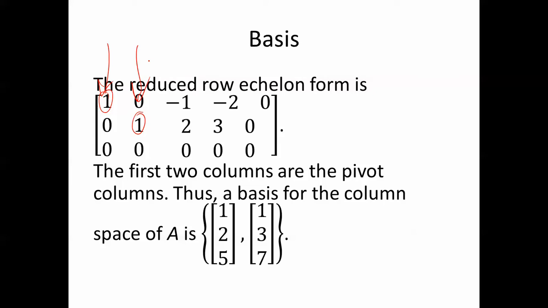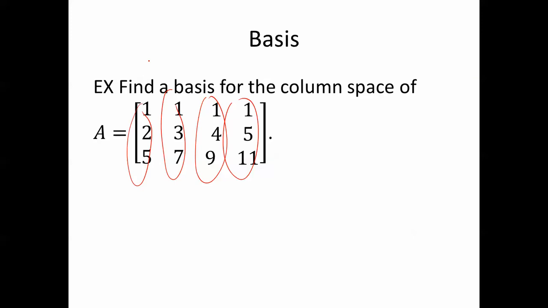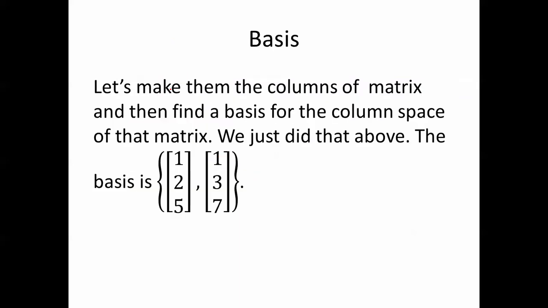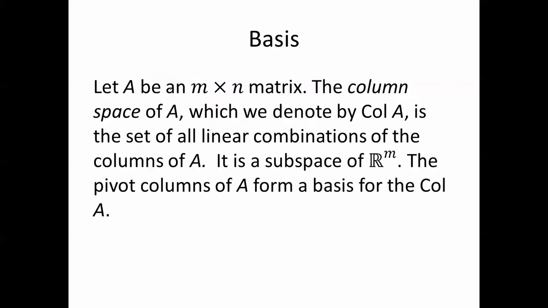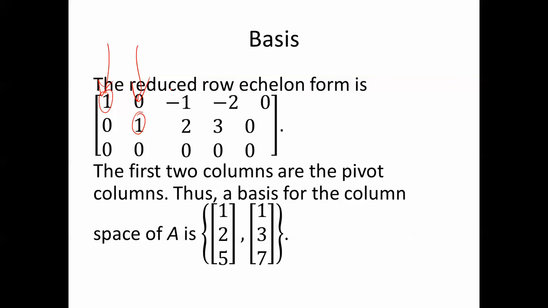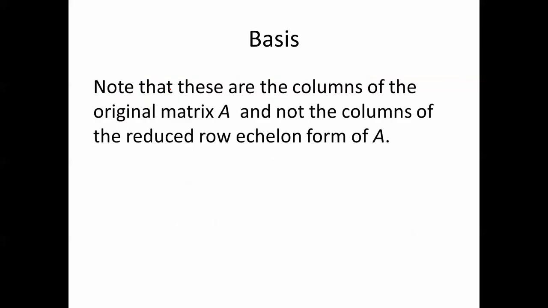And a basis for the column space of A is going to be not these two columns, but the corresponding columns in the original matrix A. So 1, 2, 5, and 1, 3, 7, those form a basis for the column space of A. Note that these are the columns of the original matrix A and not the columns of the reduced row echelon form of A. So be careful with that.